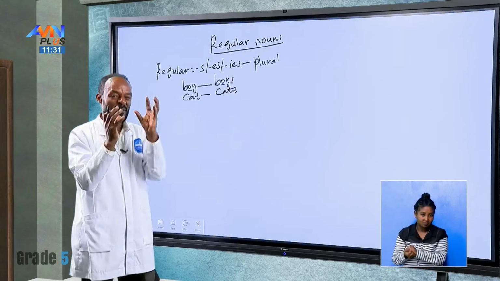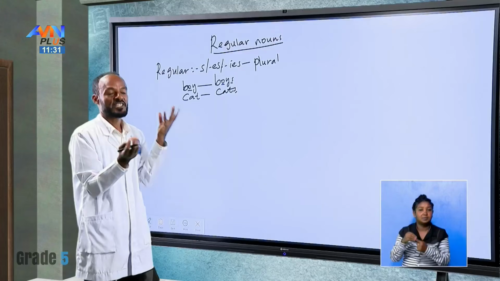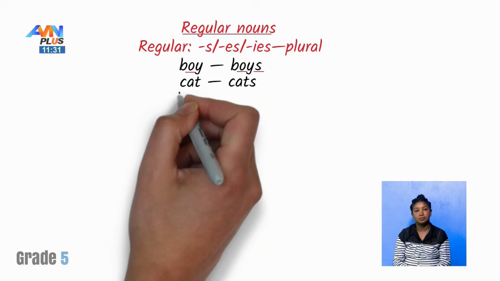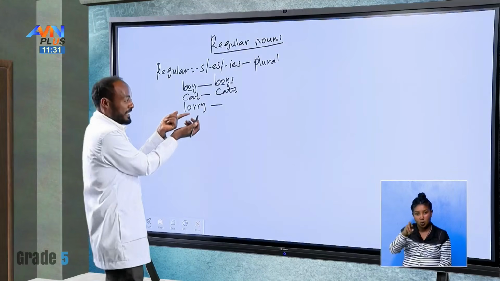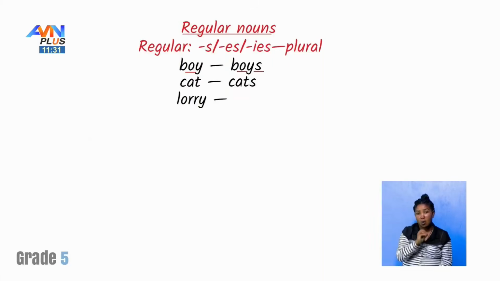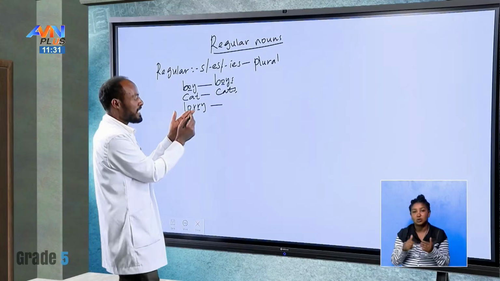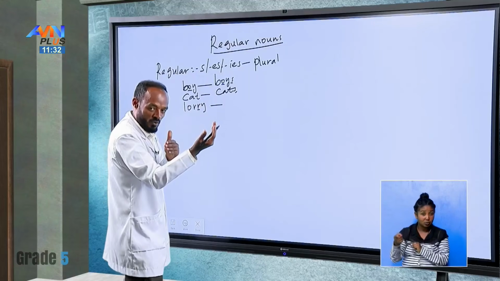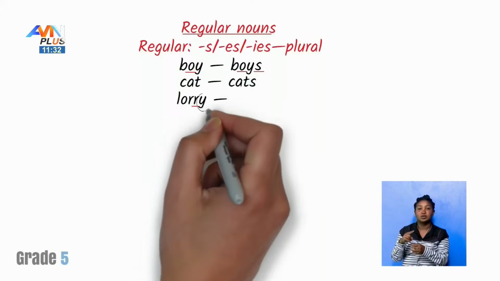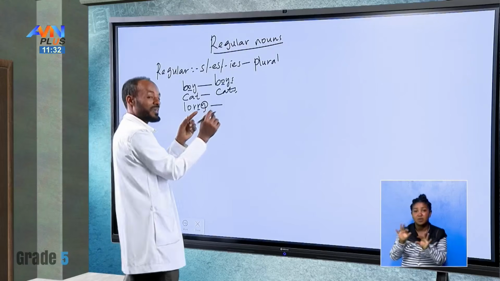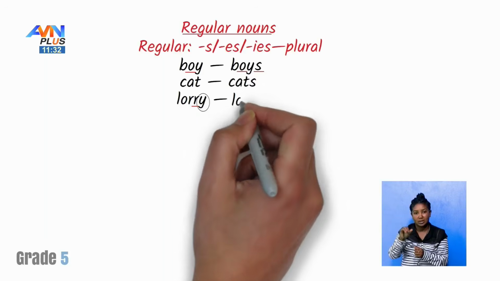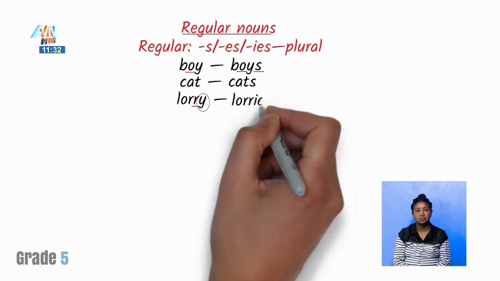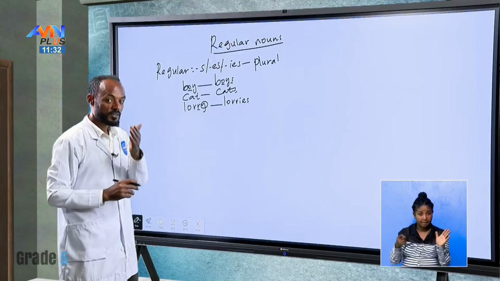There is some exceptional case. Just like this one, what will you say? Lorry. It's not preceded with a vowel. This one is preceded with R sound. So before we turn this one into plural form, we have to replace Y with what? With I. Then we can add ES. Lorries. Is it clear? Good students.